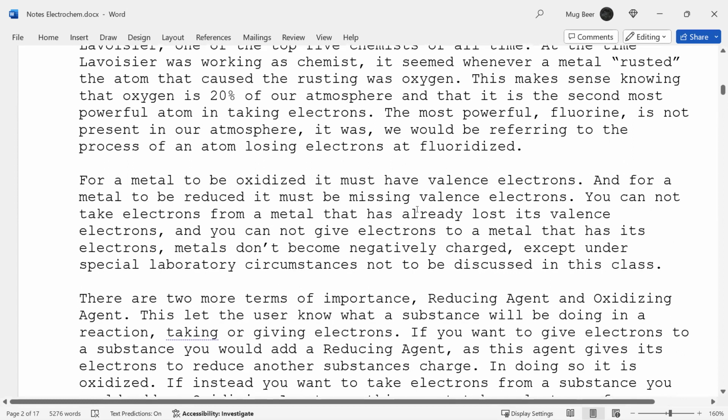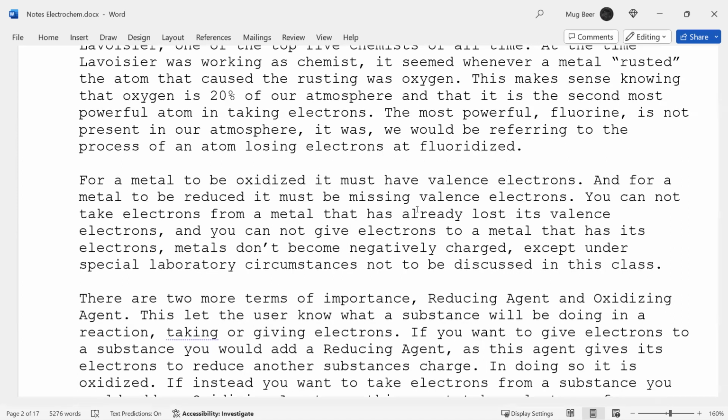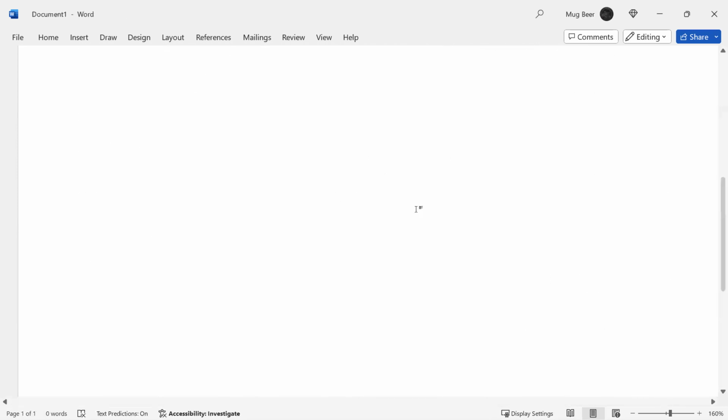So for something to be oxidized, for something to lose electrons, it has to have electrons to lose. So if I'm talking about magnesium with a +2 charge that's aqueous, can this magnesium be oxidized? Can this magnesium lose electrons? All magnesiums have 12 protons. How many electrons does this magnesium have? 10.